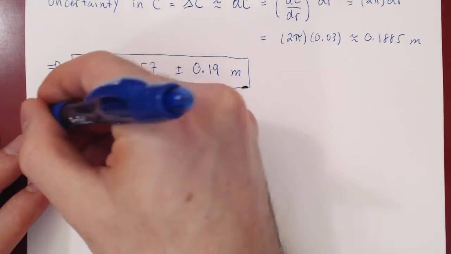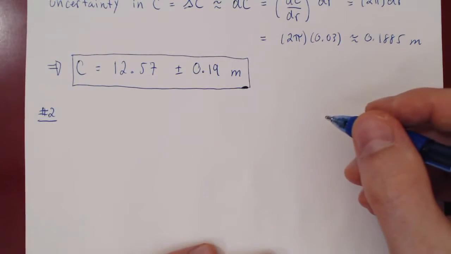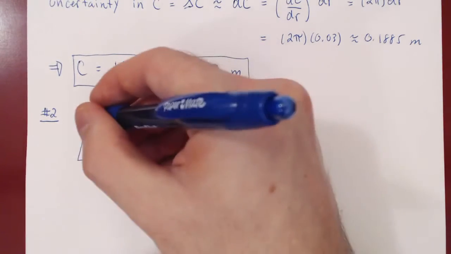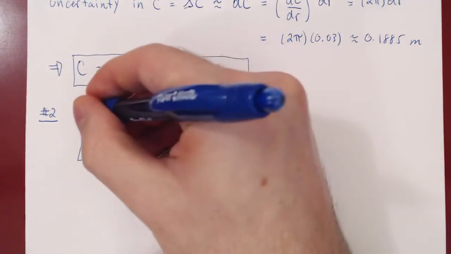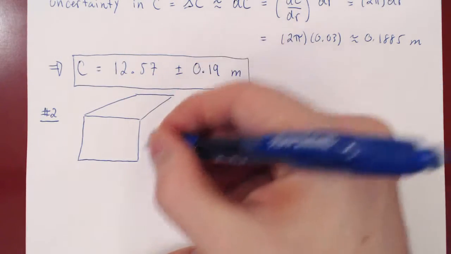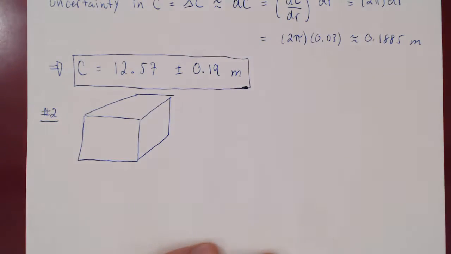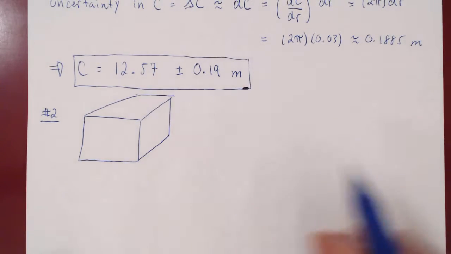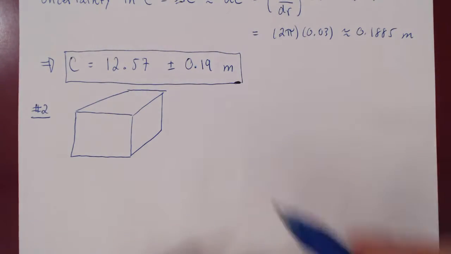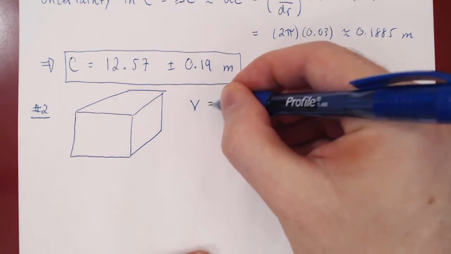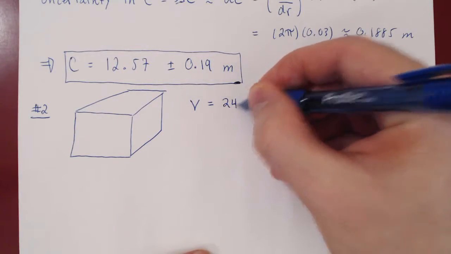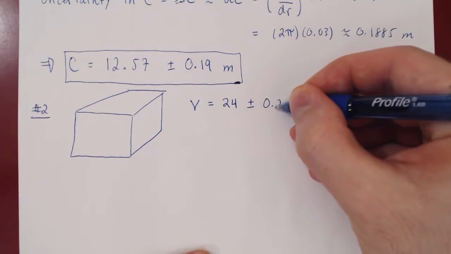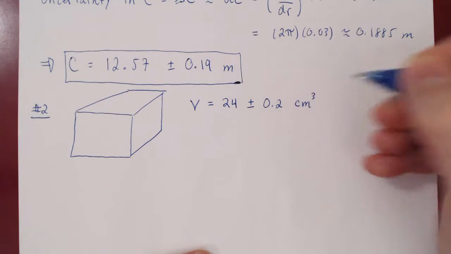Number 2. Suppose now that we have a cube, and we have found its volume. So imagine that you had a beaker and you submerged the cube into water, and you found the volume of the cube to be, let's say, 24 centimeters cubed, plus or minus an error of 0.2 centimeters cubed.